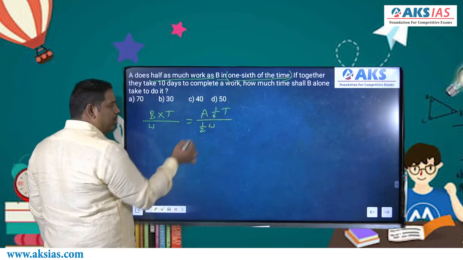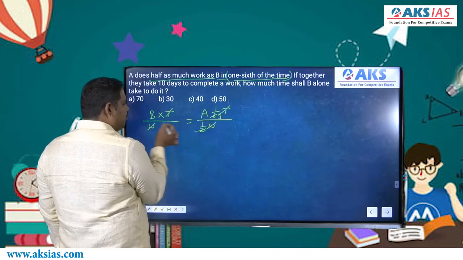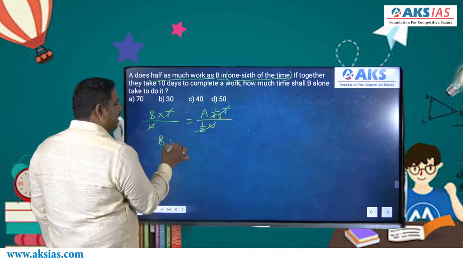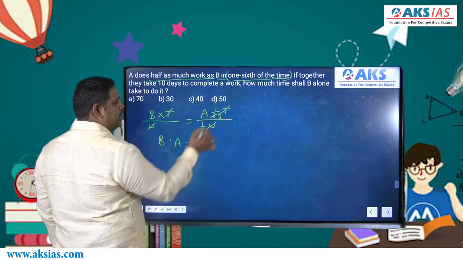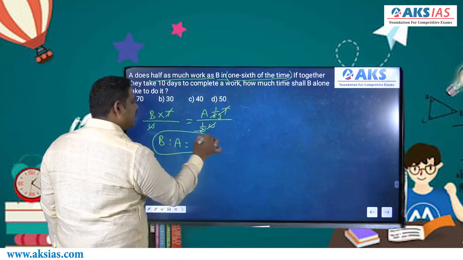2 ones, 2 threes. T cancels, W cancels. Move this side. B is to A, so I'm writing B is to A. So 1 by 3 is left, so 1 is to 3. So this is their efficiencies.